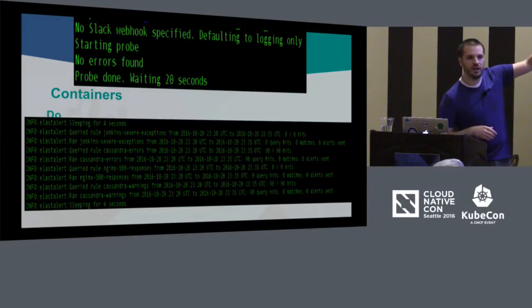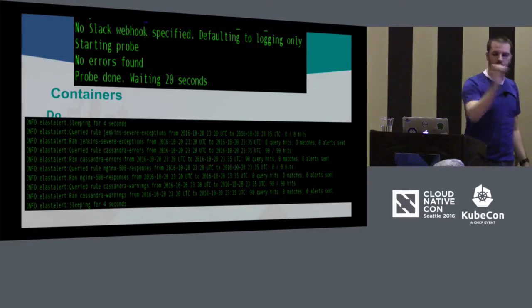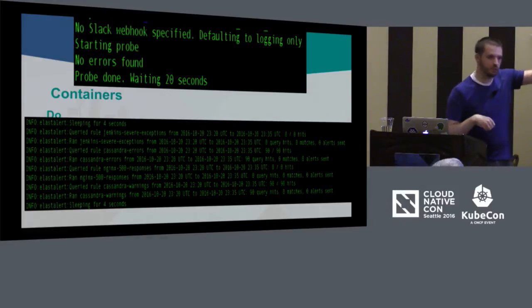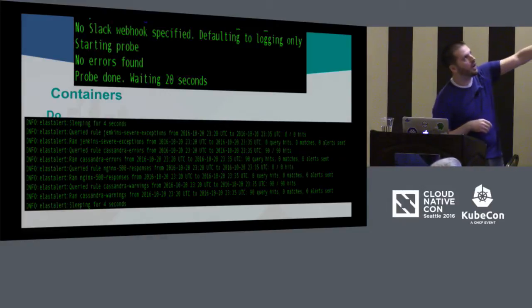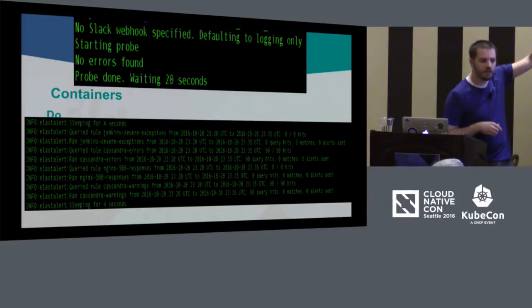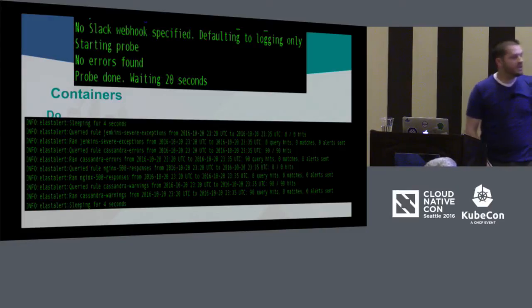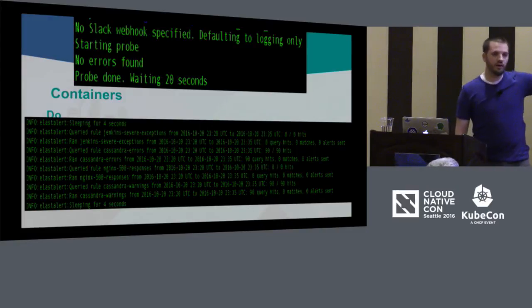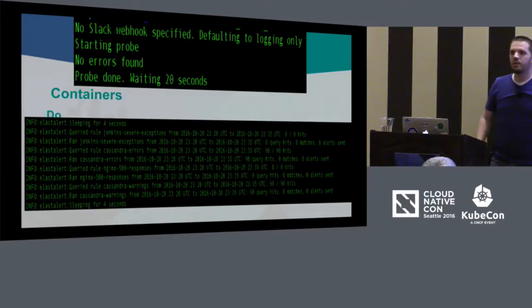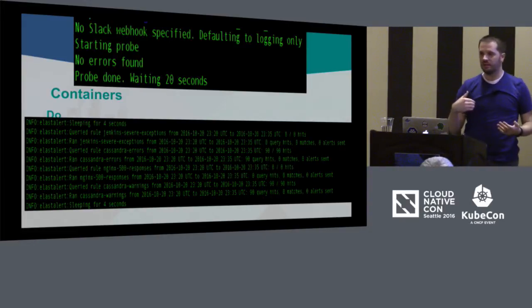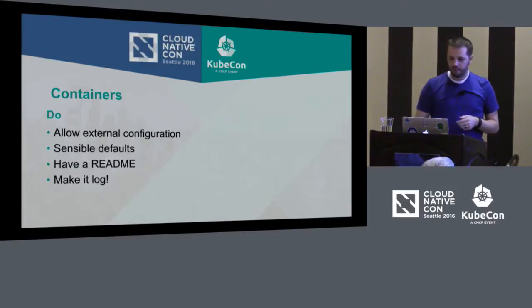Tell the user exactly what's going on, because this is how we troubleshoot. When you go at it, you first look at probably kubectl describe pods, and then you look at kubectl logs. And right here, I can see exactly what, this one's the pod monitor I was talking about. I can see that there was no Slack webhook specified, so it's logging instead of sending it to Slack. It's starting a probe, it didn't find any errors, and how long it's waiting for. Same thing down here with another alerting tool we're using. It says how long it's sleeping for, what it queried, did it get results, were there any hits. So I know exactly what's going on inside of the container, and being able to configure that log level.